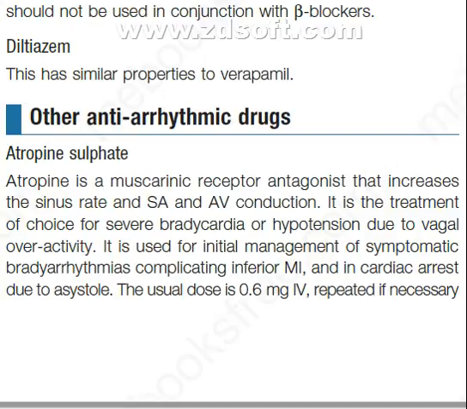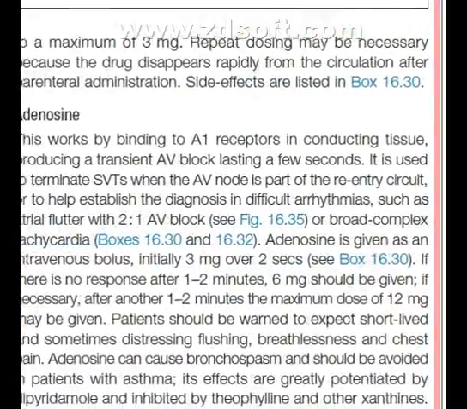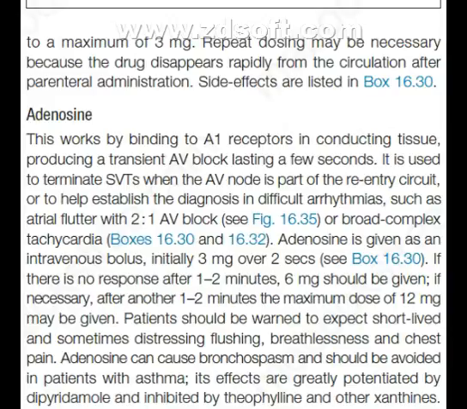The usual dose is 0.6 mg IV repeated if necessary to a maximum of 3 mg. Repeat dosing may be necessary because the drug disappears rapidly from the circulation after parenteral administration.